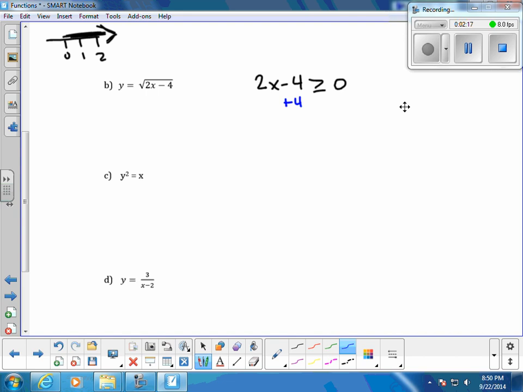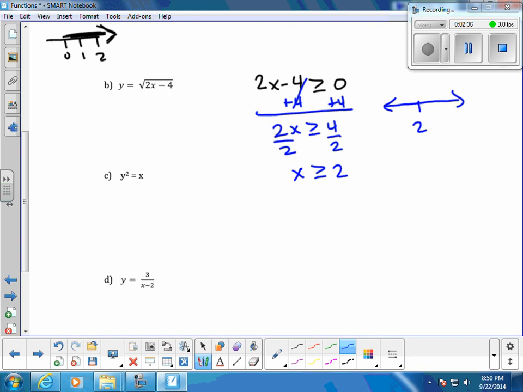So we solve this, and we would get 2x is greater than or equal to 4. Divide both sides by 2, and x must be greater than or equal to 2 for us to get a positive number under here. So if I drew that on a number line, that would be a bracket because of that bar, greater than or equal to 2. So if I was to name this, the domain is bracket 2 to infinity. Okay, so that's our domain.